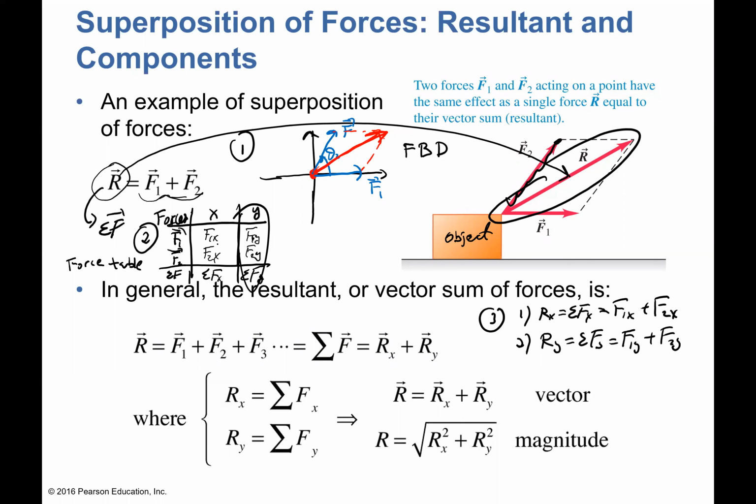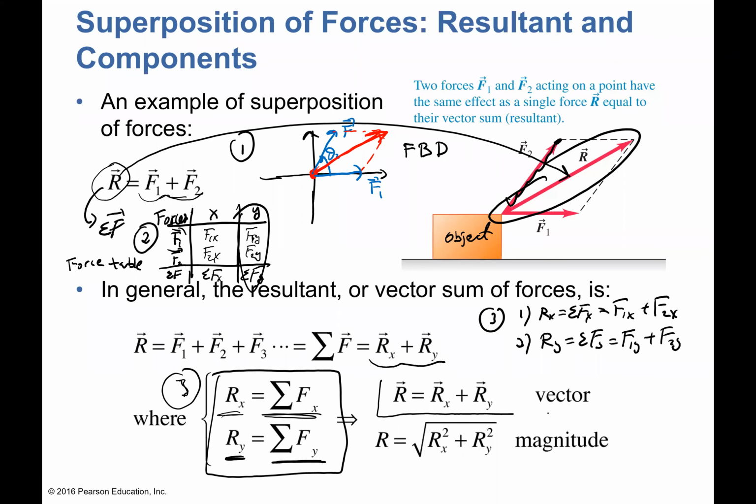And that's what we have. We need to find the components. So this is what you need to do. This is our step 3. We need to find the components. That's why Rx is the net force in the x direction, the sum of all the horizontal forces. Ry is the sum of all the vertical forces. Because all I need to do here is find those components.